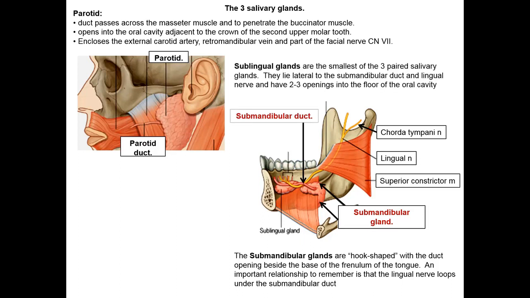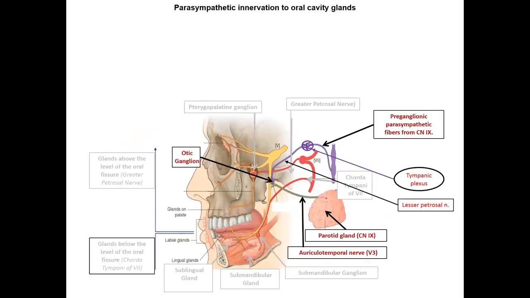And then finally, we have the mucus-secreting sublingual glands. They're the smallest of the three paired salivary glands. They lie lateral to the submandibular duct and the lingual nerve, and they have 2 to 3, maybe even more openings as they ooze mucus into the floor of the oral cavity. Here we have the gland and then its associated ducts.